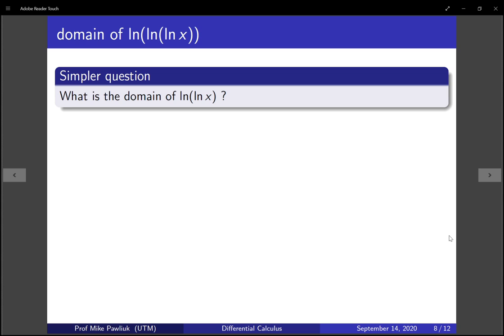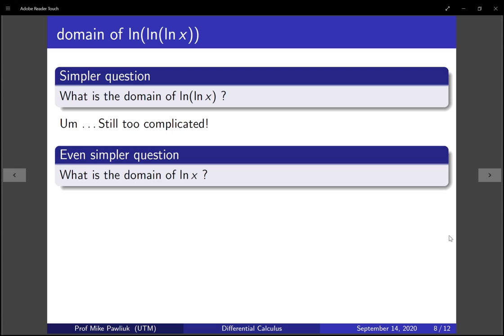So let's start with this simpler question. What's the domain of log x? Well, this is still kind of too complicated. So can we think of an even simpler question than this? Well, here's an even simpler question. What's the domain of log of x? And if you can't answer this, that means that you need to review logarithms. And you shouldn't have even been really attempting the harder question because you can't do the simpler question. But we're going to work our way up from the simple question all the way up to our original question.